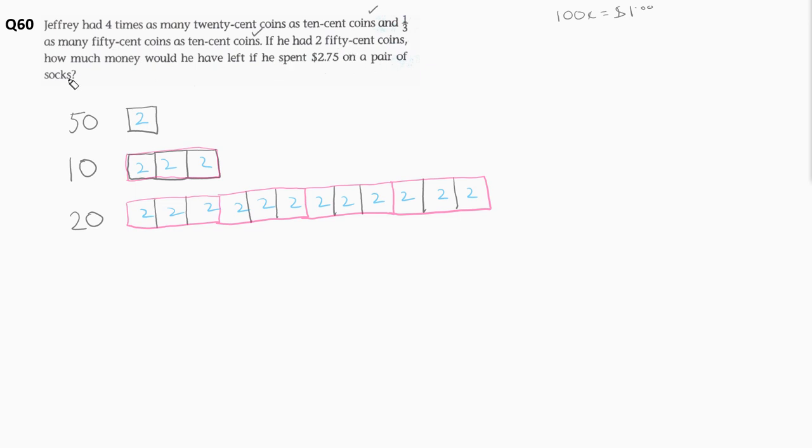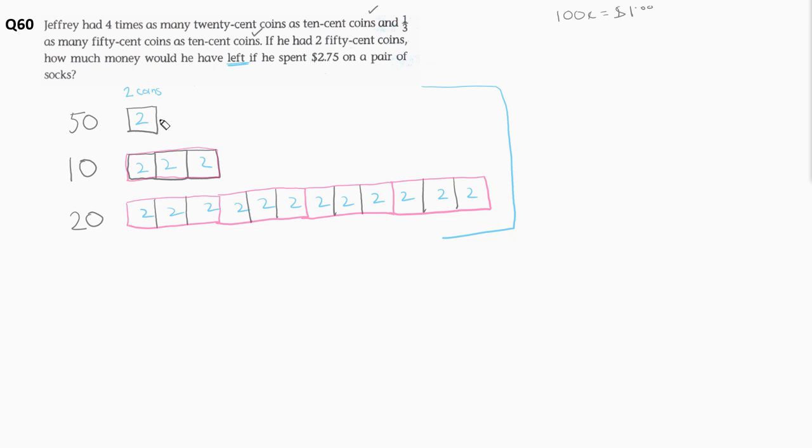So if he had 2 50-cent coins, it says, how much money would he have left? Okay, watch out, because this is going to be tricky, because we're probably going to have to do some subtraction or something. How much would he have left if he spent $2.75 on a pair of socks? Okay, so this is all his money. All right. We need to work this out. Now, remember, what does this 2 mean? The 2 is 2 coins.